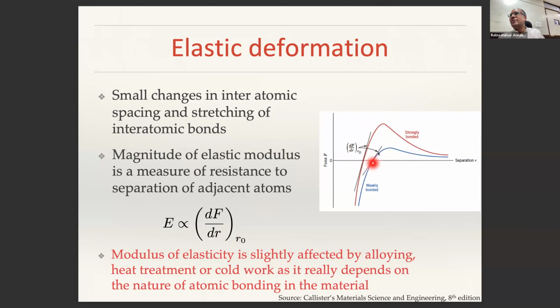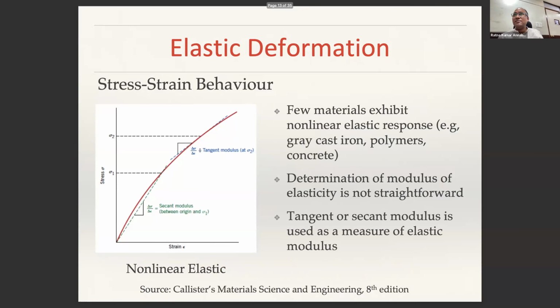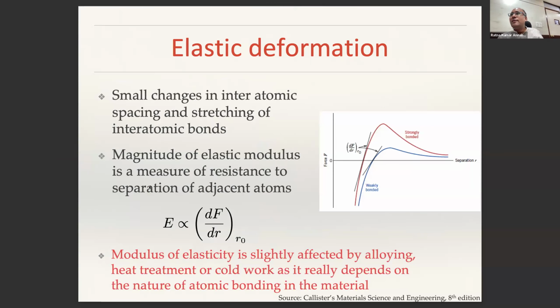This is weakly bonded. That means elastic stiffness will be lower here. You can see that, right? So the magnitude of elastic modulus that we are measuring here is a culmination of the interaction between the interatomic bonds, right? So it is a measure of resistance to separation of adjacent atoms. Because when you are applying the load, you are actually stretching the bond. What is the resistance that is offered by that bond is perceived as elastic modulus when we are measuring macroscopically.